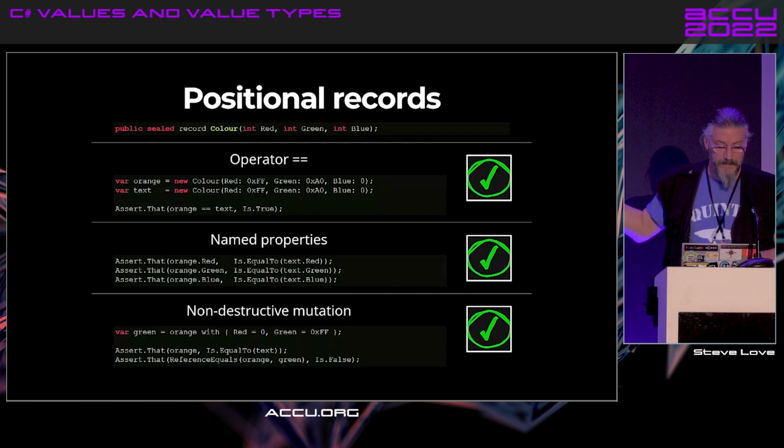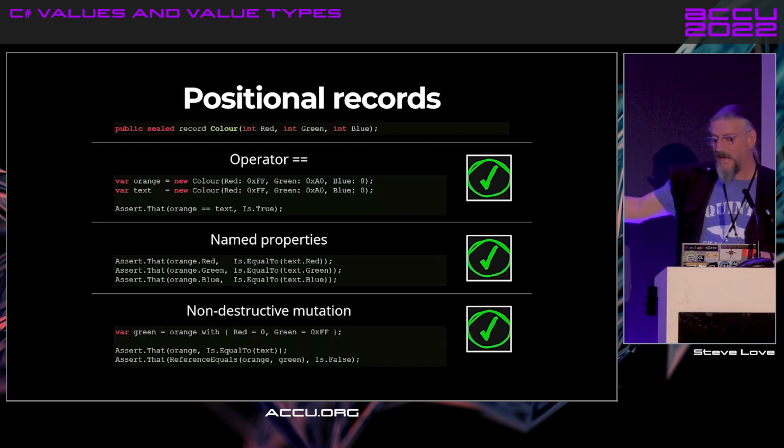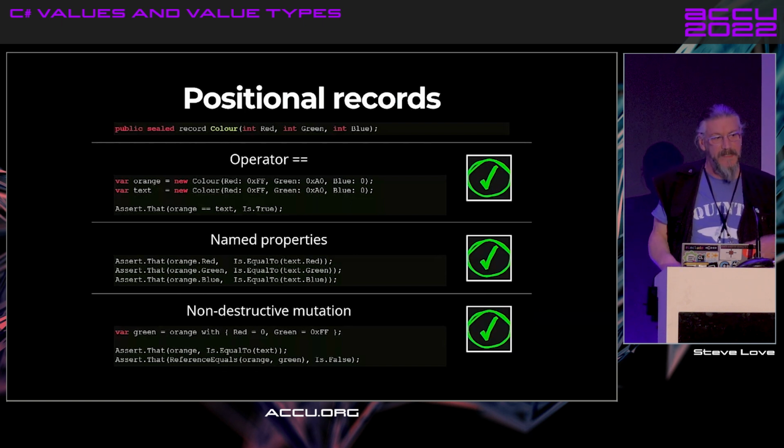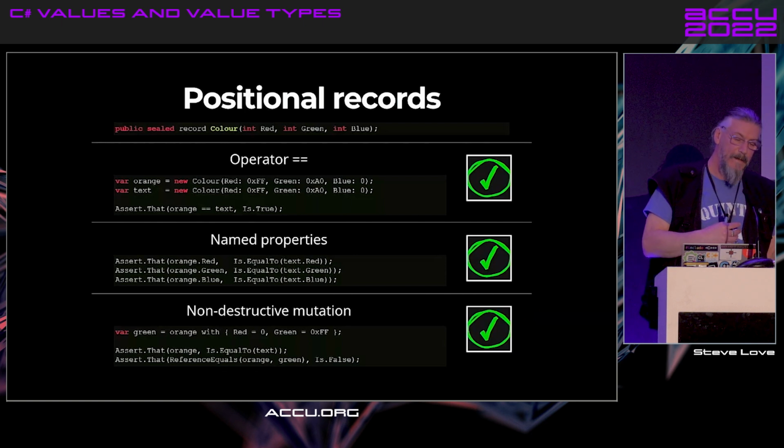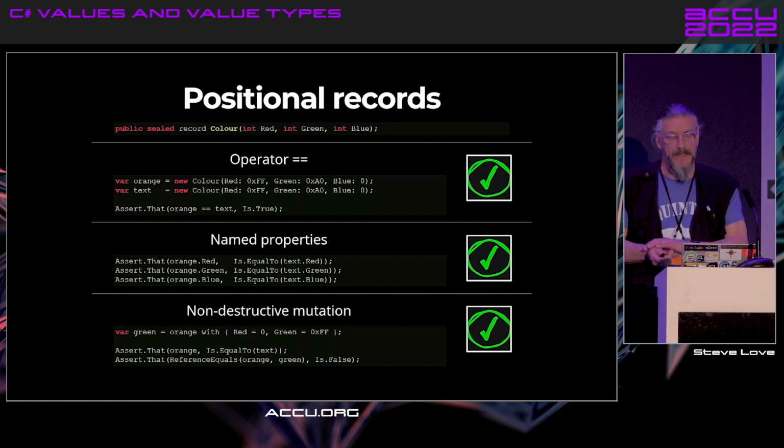The tests at the bottom, I don't know how I've ended up with that test. I think I've got a mismatched variable naming going on. Oh no, I've still got orange and text at the top, that's it. So we're asserting that orange still equals to text, they still have the same properties, but that orange and green are independent references. So green is a whole new instance. So we get the value semantics for equality and something like copy by value semantics for records.